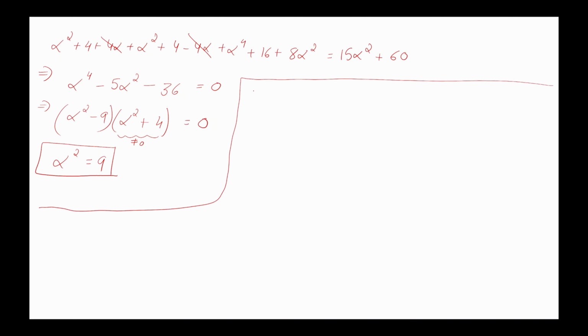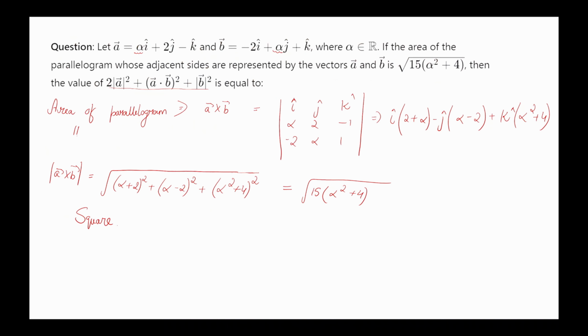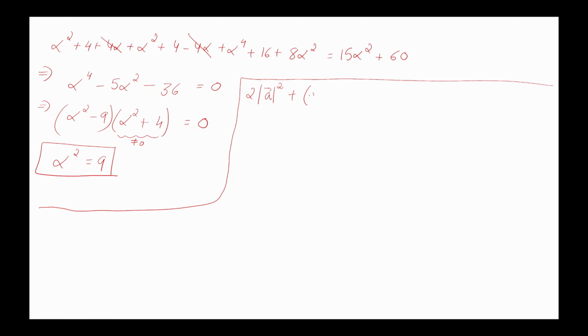So what has been asked in the question? We need to find 2 times modulus a squared plus a vector dot b vector squared plus modulus b vector squared. Now I'm not finding my alpha as minus 3 or plus 3, because I can see that in the question all the values are squared. That means I'm going to have alpha square only in them.